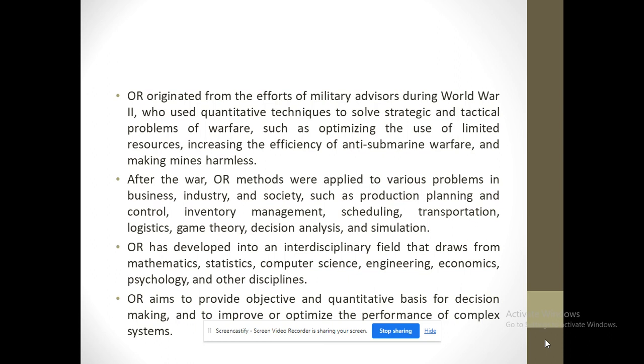OR aims to provide an objective and quantitative basis for decision making and to improve or optimize the performance of complex systems. OR is widely used in various sectors such as healthcare, education, energy, environment, finance, government, sports, and entertainment. OR is constantly evolving and adapting to new challenges and opportunities in the modern world.